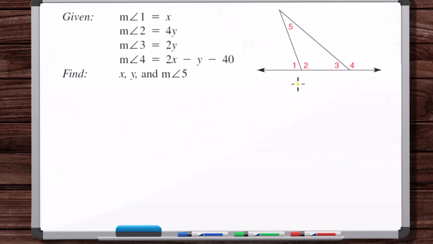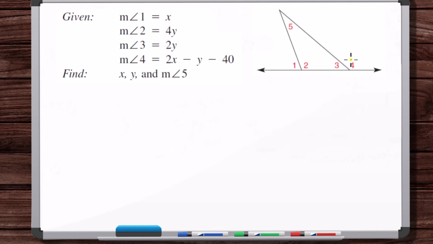So, okay, so now we're given the measure of these angles as expressions of x or y. So once again, we're trying to solve for x, y, and the measure of angle 5. Let's just try and use the relations of exterior angles to interior angles. So measure of angle 4, 2x minus y minus 40, we know is going to be equal to the measure of angle 2 plus the measure of angle 5. But they don't give us the measure of angle 5, so okay.